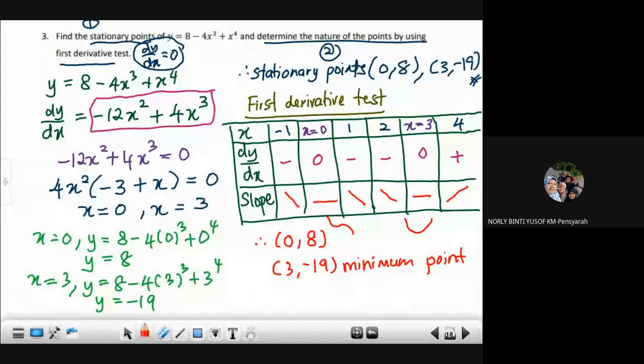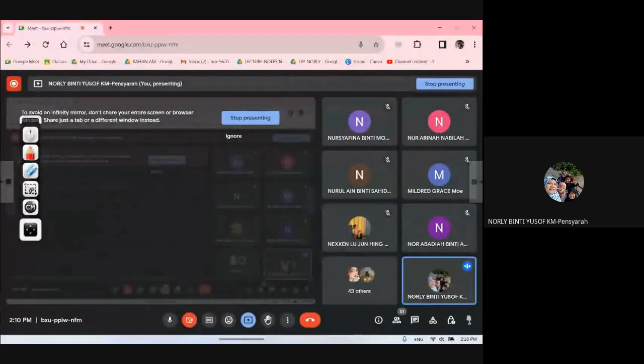Faham tak? Separuh senyum, separuh masam, ataupun separuh masam, separuh senyum. That is inflection point. So you akan tulis kat sini inflection point. Okay? Maksudnya separuh masam, separuh senyum, inflection. Exactly senyum ataupun exactly masam, minimum dan maksimum lah. So that is your answer. Is that okay? Understand? Boleh faham kan? Okay.